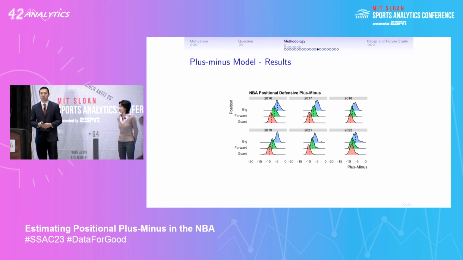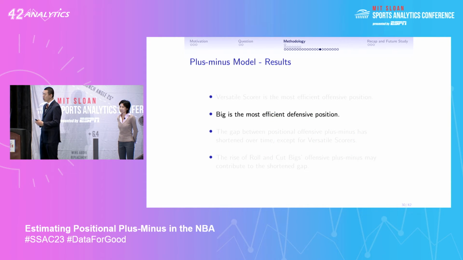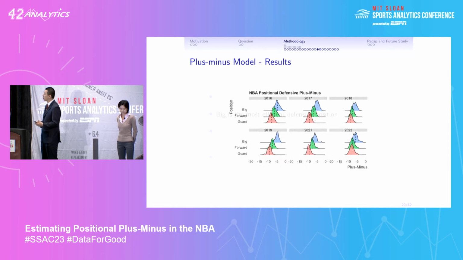Moving to the defensive side, here we draw the posterior distributions for NBA positional defensive plus minus. One takeaway from this graph is that we think the big is the most efficient defensive position. This is because it seems like the big's defensive plus minus is higher than other positions' defensive plus minus in this graph.